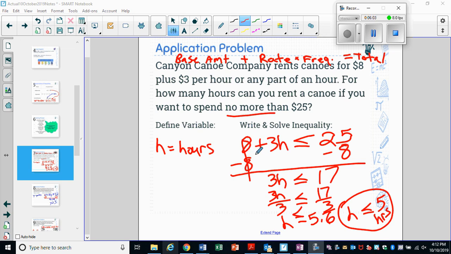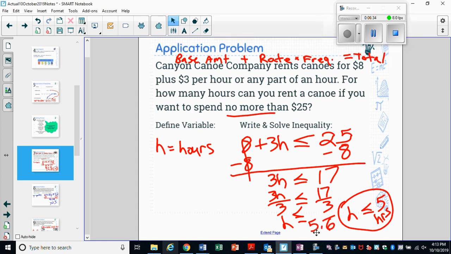Our original inequality was 8 plus 3H less than or equal to 25. Subtract 8 on both sides. 3 times H less than or equal to 17. We divide both sides by 3. And we wound up with H less than or equal to 5.6.